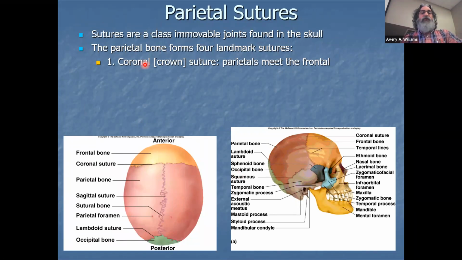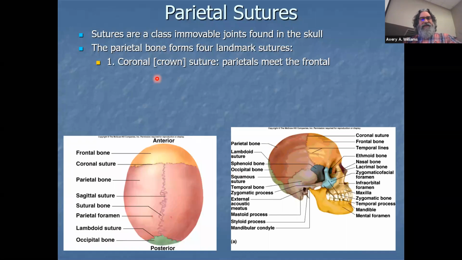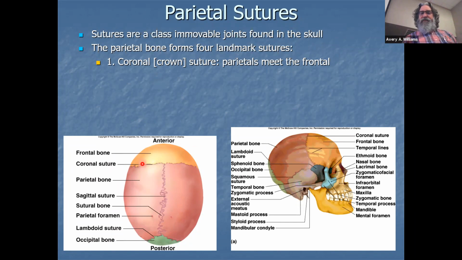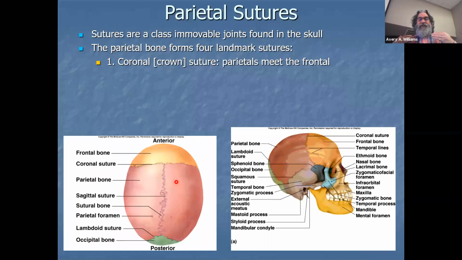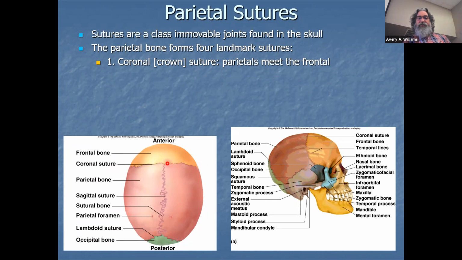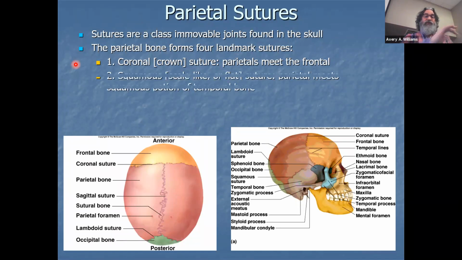The first one's called the coronal suture. Remember the coronal plane is like a frontal plane, and I said it means crown, like where you put a tiara right there. See this line right here across the front? Here's your frontal bone. These are both your parietal bones. So the coronal suture is the articulation formed where both the right and left parietal bones articulate with the frontal bone. In other words, where the parietals meet the frontal. So this line right here, that's your coronal suture. It goes all the way across, from here up over around to the other side. That's your first suture.